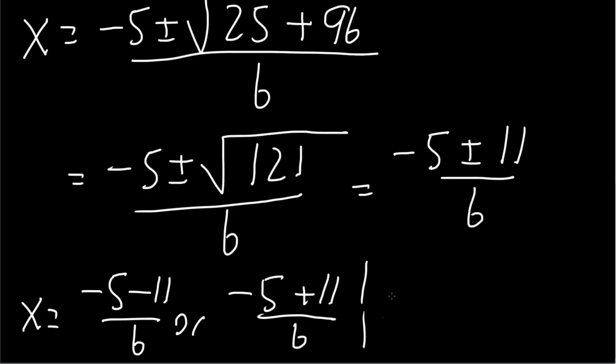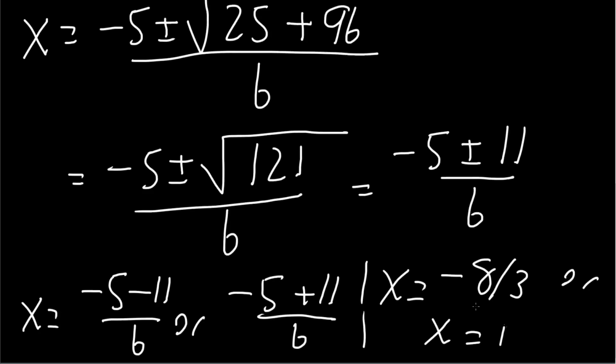And so x would equal minus 5 minus 11, which is minus 16, divided by 6. And we can simplify that by saying minus 8 over 3, or minus 5 plus 11 is 6. 6 divided by 6 is 1. So x is equal to 1. So these two would be our possible answers. And that's all we need to do to solve for x using the quadratic equation.